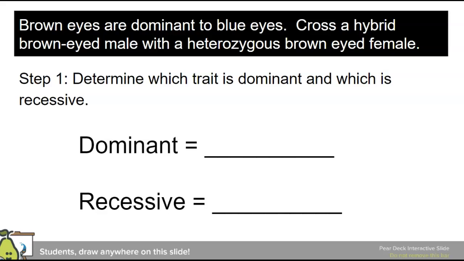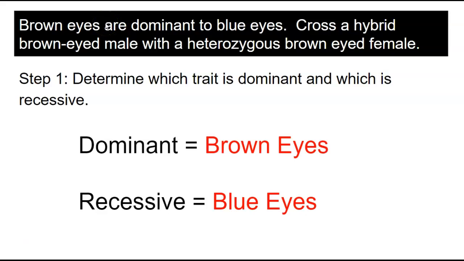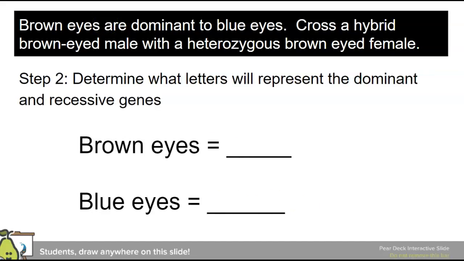So step 1, determine which trait is dominant and which trait is recessive. Can you tell me which trait is dominant, which trait is recessive? Yeah, brown eyes are dominant, blue eyes are recessive. How do we know? It says it right up top: brown eyes are dominant to blue eyes.